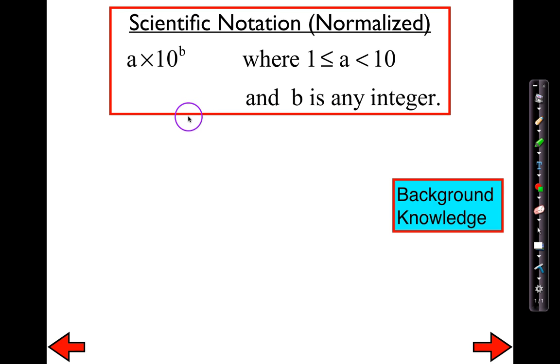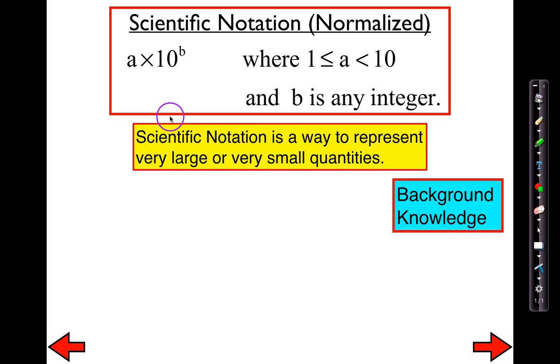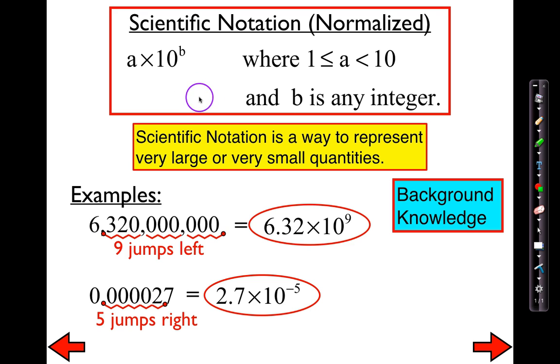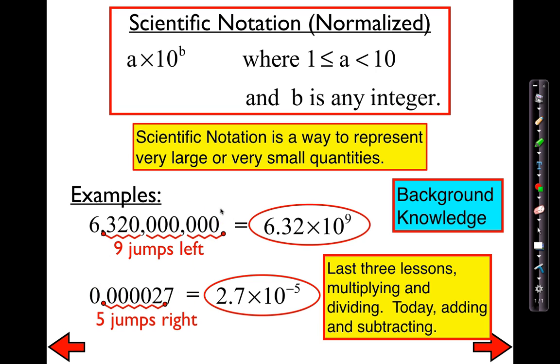Okay, so background knowledge. Just to quickly remember, our coefficient has to be between 1 and 10. Scientific notation is a nice compact way of showing very large or very small quantities. So here are some examples. This large number was expressed as 6.32 times 10 to the ninth, and this rather small number was expressed as 2.7 times 10 to the negative fifth. It allows me to quickly assess how big or small a number is without having to count how many zeros there are and try to find the place value and whatnot.